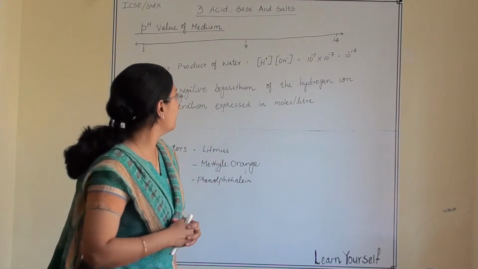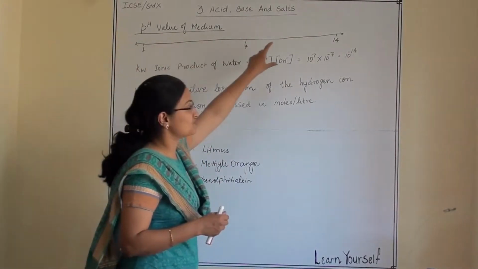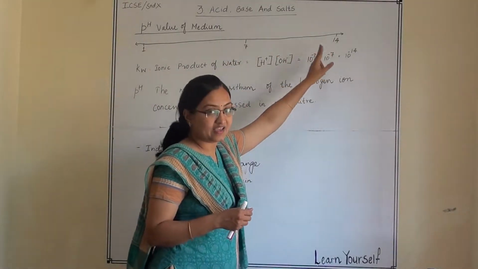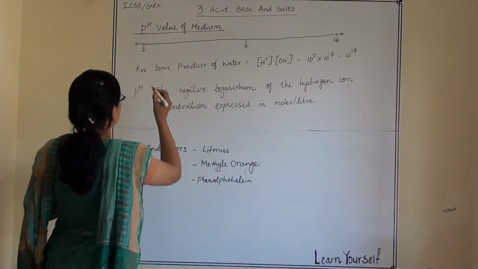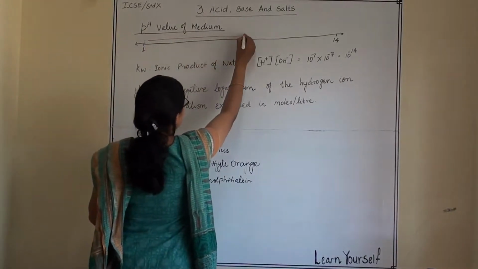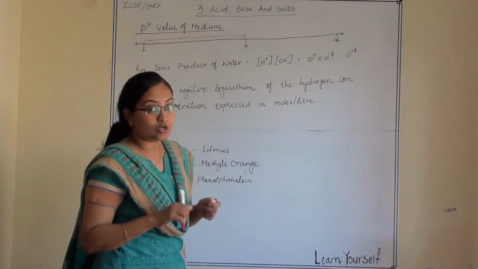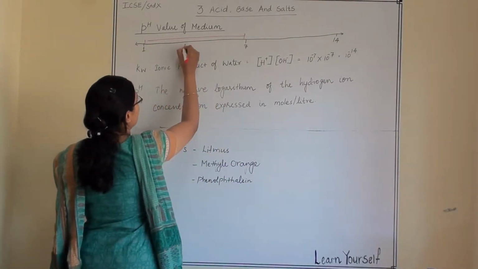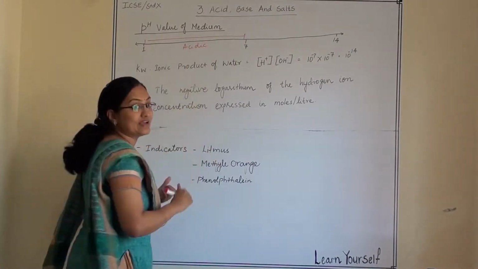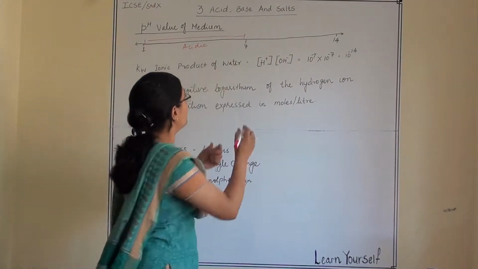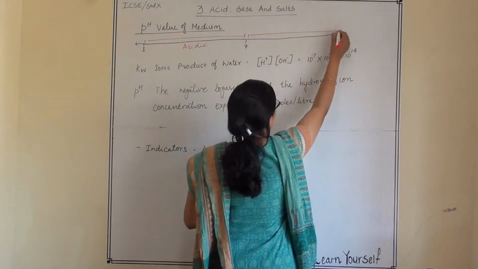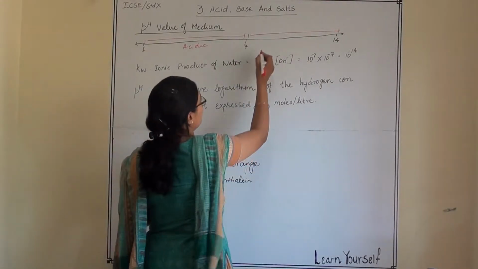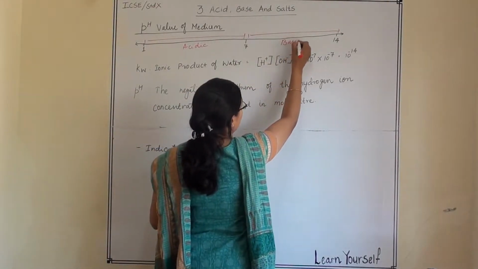Now what is the meaning of that? This is our pH scale. On it, I have marked numbers from 1 to 14. If the solution has a pH between 1 and 7, we term that solution an acidic solution. If the pH is above 7 till 14, then we term the solution as basic.